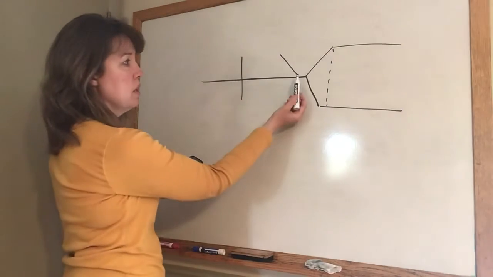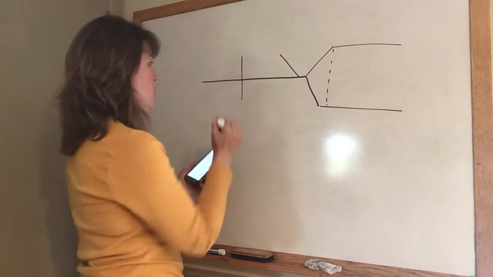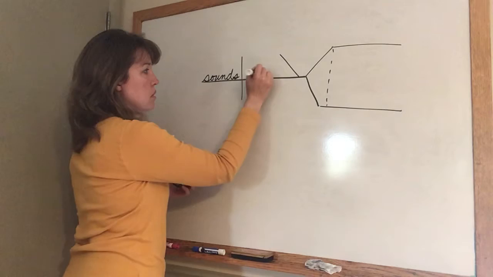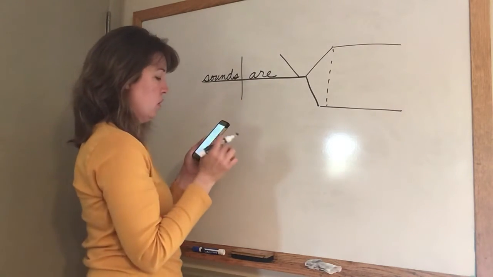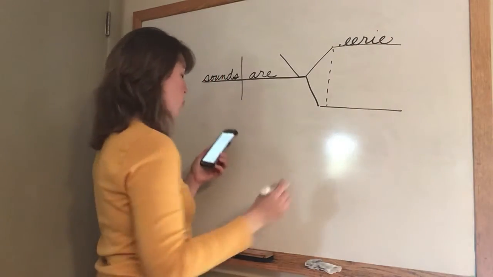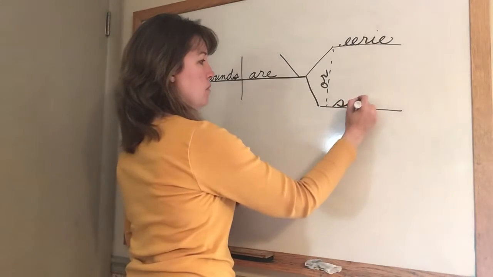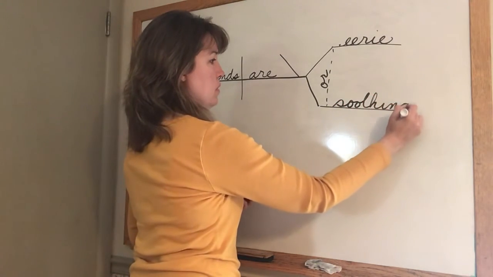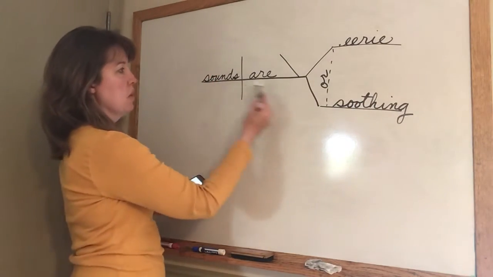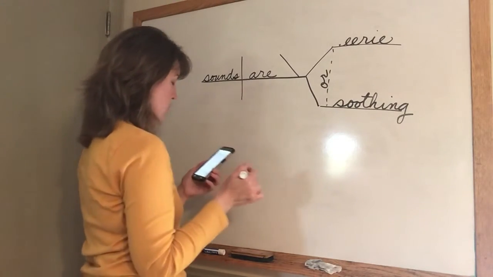Okay, remember our line points back to the subject because it's describing the subject. So we have sounds are, what are they? They are eerie, or soothing. So that's the main part of our sentence, these words here. Sounds are eerie or soothing. Now let's go back and fill in all the adjectives and adverbs.